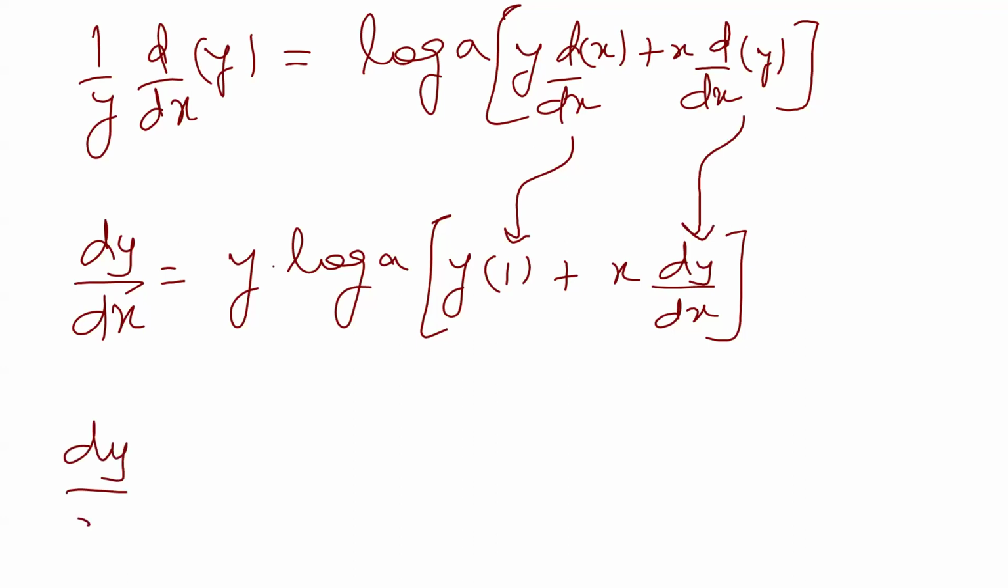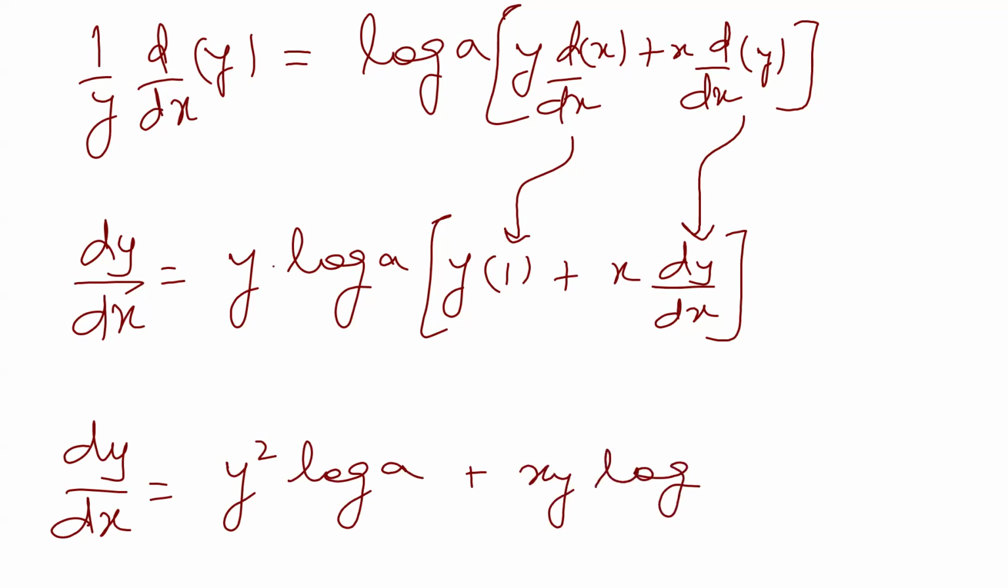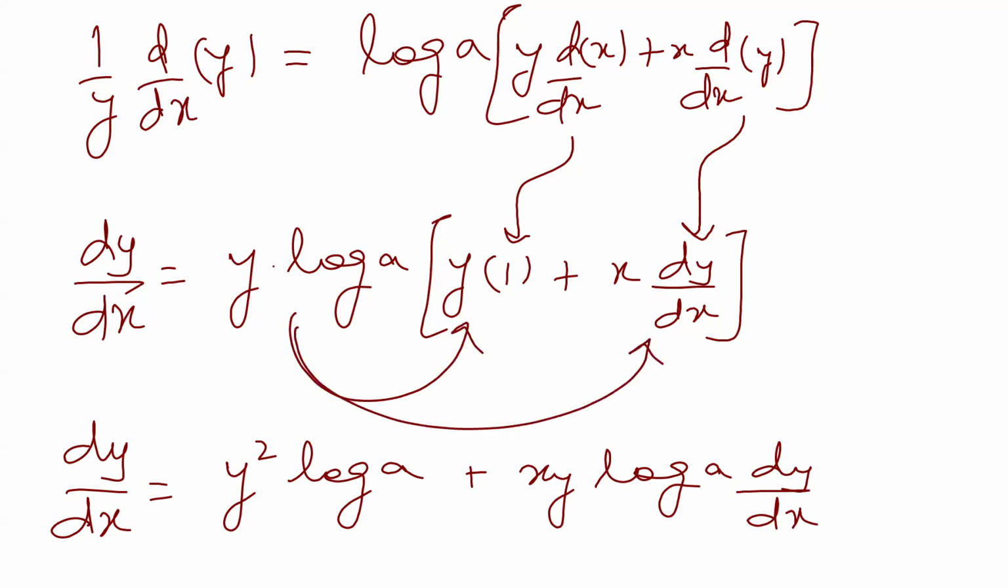Multiply y log a within the bracket. So y square log a plus xy log a dy by dx. So I'm multiplying y with both the terms. After this step, you know what you're supposed to do. You're going to group these two terms. Okay, those are dy by dx terms. So group it.